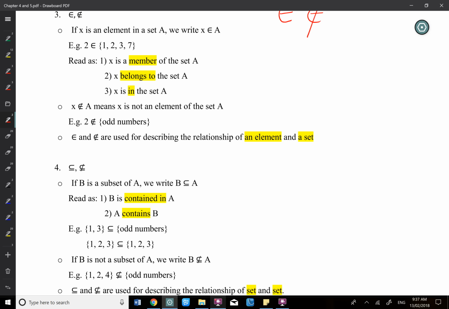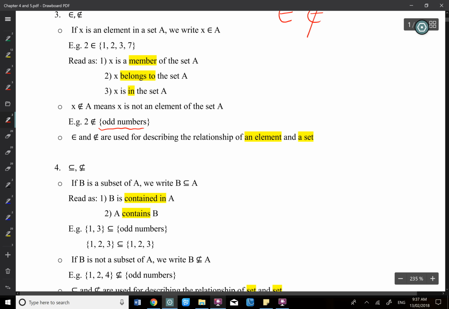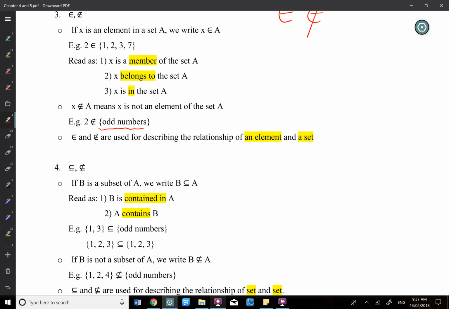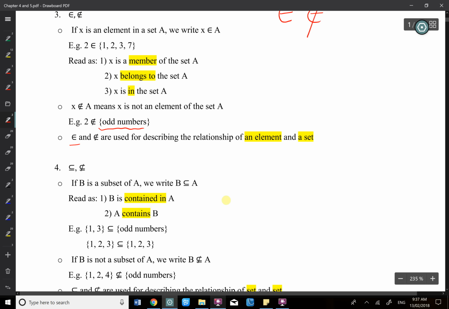x not belongs to A means x is not an element in the set A. Let's say the set is a collection of odd numbers like 1, 3, 5, and so on. 2 is not an element of that set. 2 is an even number, so 2 does not belong to it. So we use not belongs to. Very important: those 2 symbols are used to describe the relationship between the element and the set.